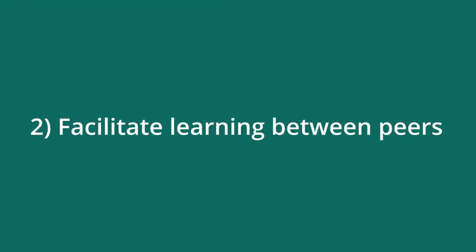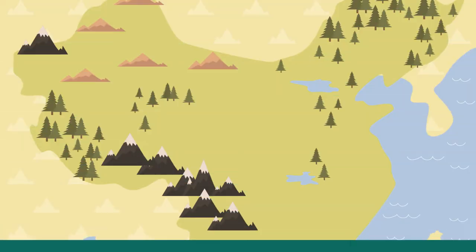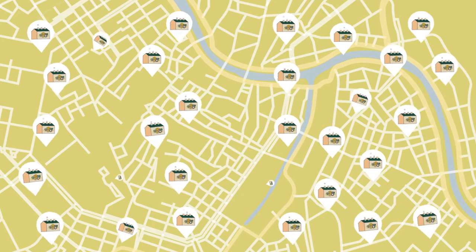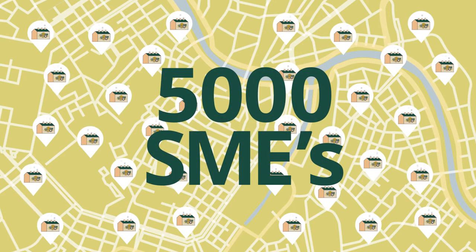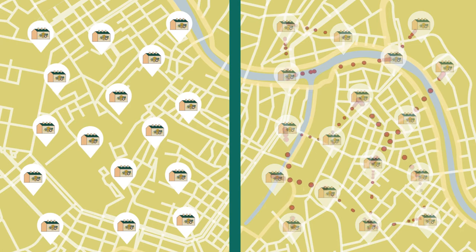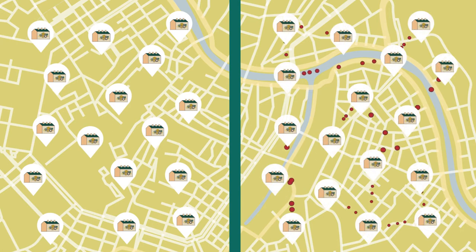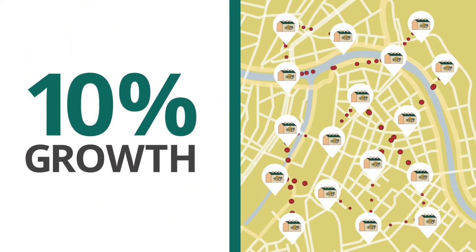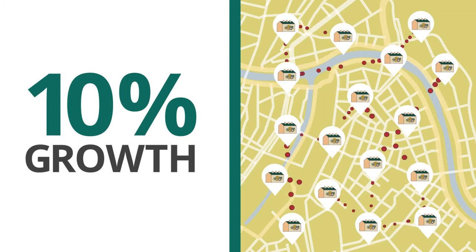Facilitate learning between peers who face and have overcome related challenges. In China, there was a study taken with 5,000 SMEs in one city. 50% of the SMEs were asked to visit each other's premises once a month and discuss their business challenges and problems, and the other 50% of SMEs were not. The SMEs which met with each other grew 10% over and above the control group, showing the power of collaboration and learning from peers.